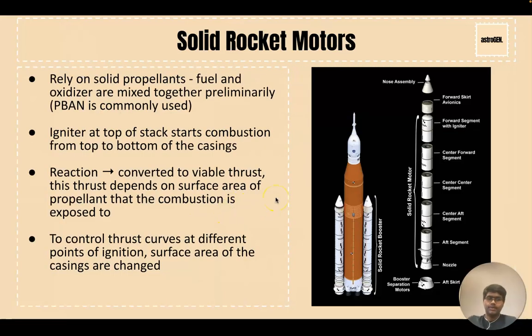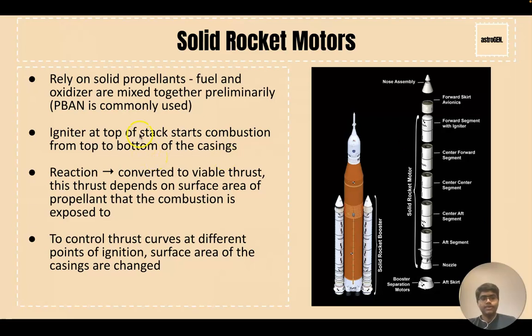Alright, so solid rocket motors. These rockets typically rely on solid propellants that are composed of a fuel and oxidizer. They're mixed together preliminarily, so they don't have to mix inside a combustion chamber in order for the reaction to occur. Typically, a material called PBAN is used as propellant within modern solid rocket boosters, like the ones you see on the Space Launch System on the right, or the Space Shuttle back in 2011.